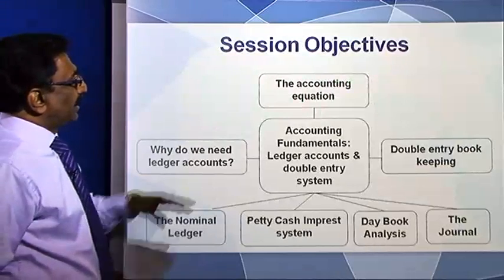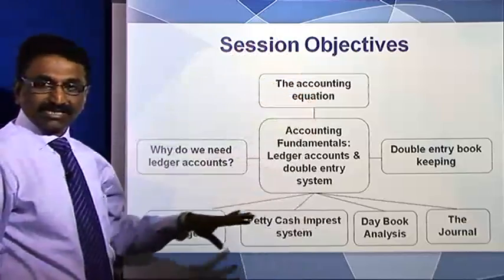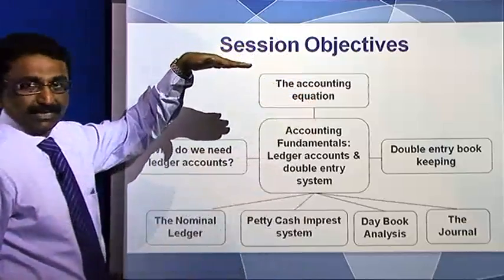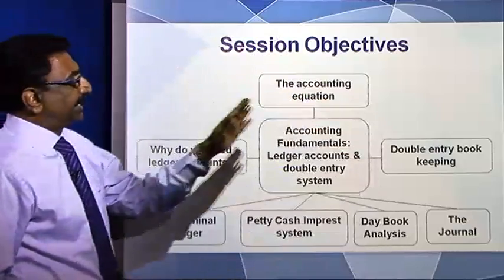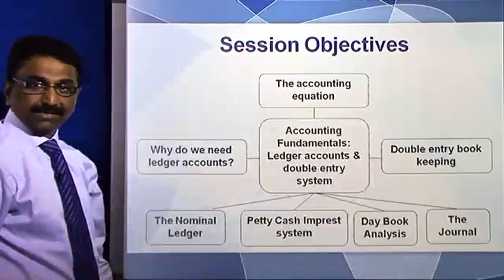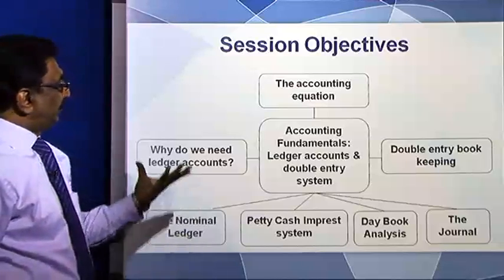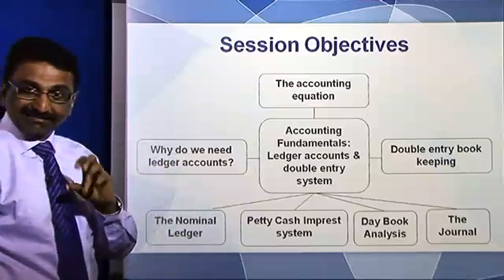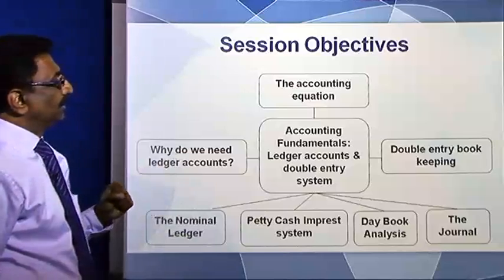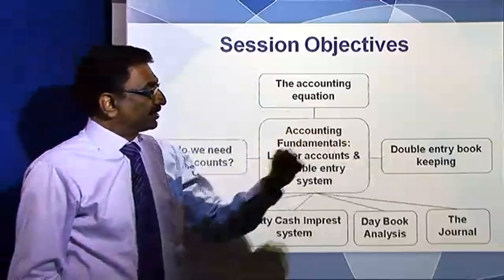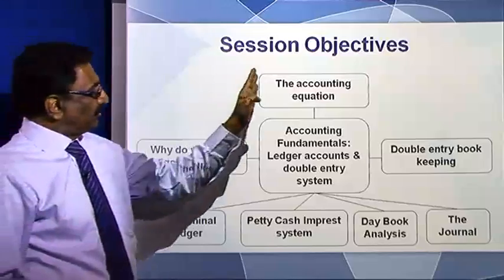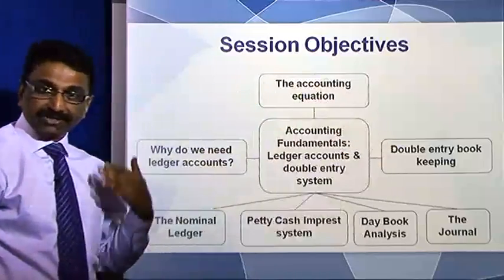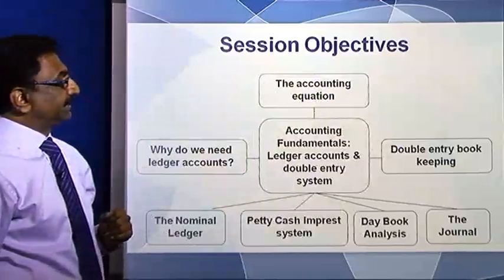As I said, the accounting equation in this whole session is going to sit right on the top, and it is going to be the umbrella under which we are going to understand all the other concepts mentioned here. We will see why we need something called a ledger account. We will also see what double entry bookkeeping means. It will actually flow from the accounting equation. As we go through, we will understand that.